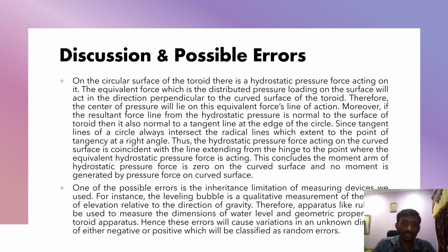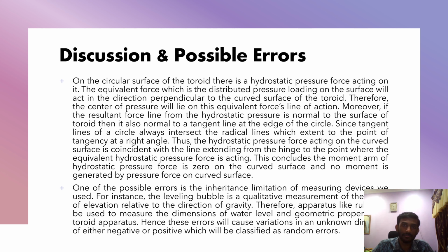Discussion. On the circular surface of the toroid, there is hydrostatic pressure force acting on it. The equivalent force, which is the distributed pressure loading on the surface, will act in the direction perpendicular to the curved surface of the toroid. Therefore, the center of pressure will lie on this equivalent force line of action. Moreover, if the resultant force line from the hydrostatic pressure is normal to the surface of the toroid, then it is normal to a tangent line at the edge of the circle.